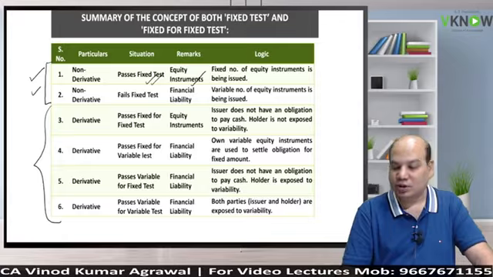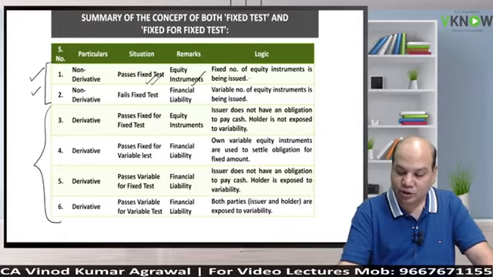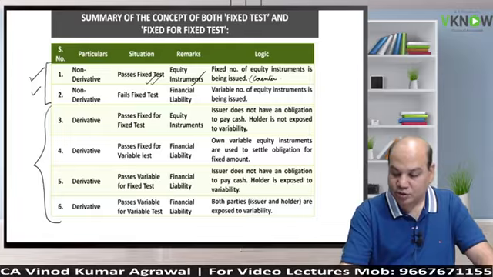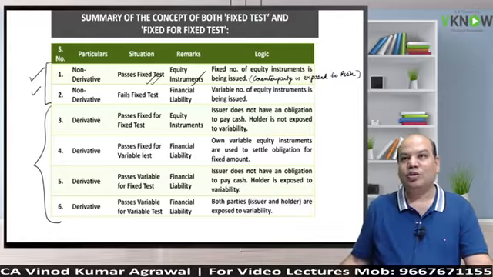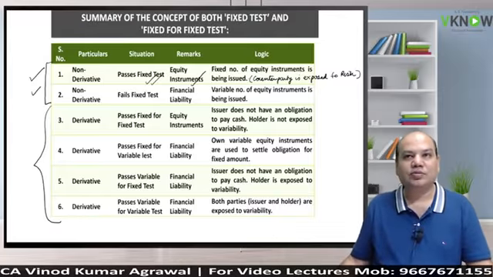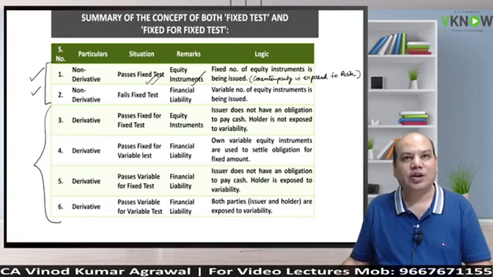Because a fixed number of shares are issued, and you can just mention here, the counterparty is exposed to risk. The counterparty, the holder of the instrument, is exposed to the risk. Who is exposed to the risk? The equity owner is exposed to the risk in an entity because he takes the hit.